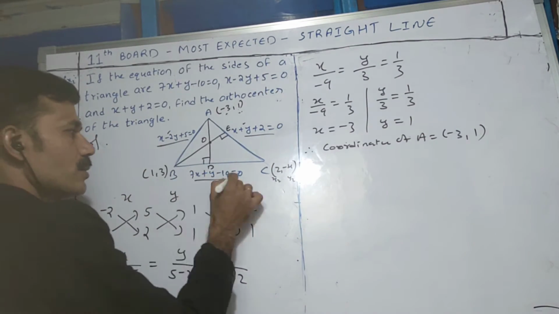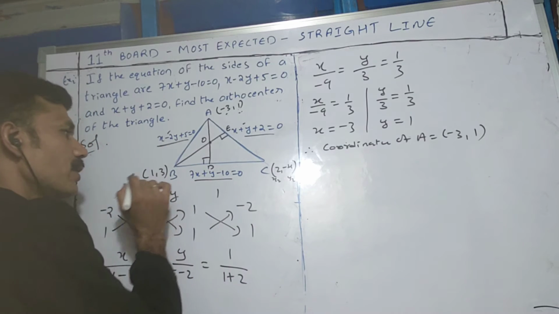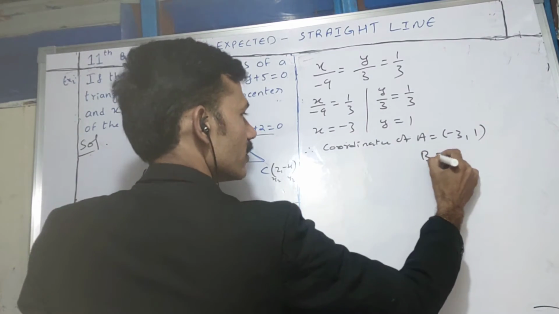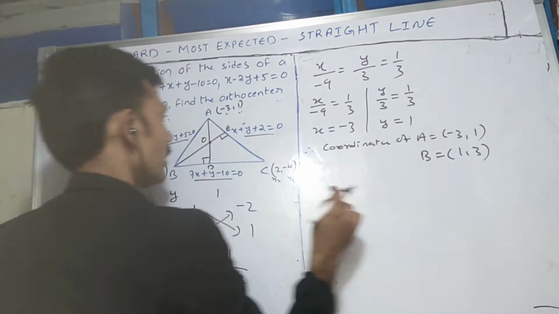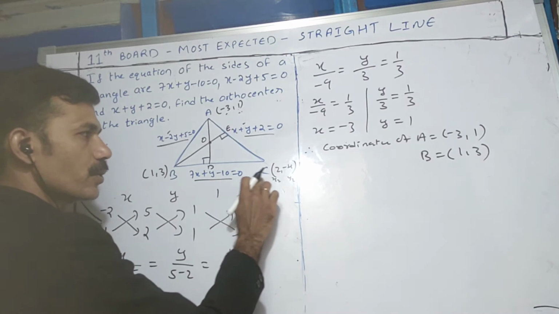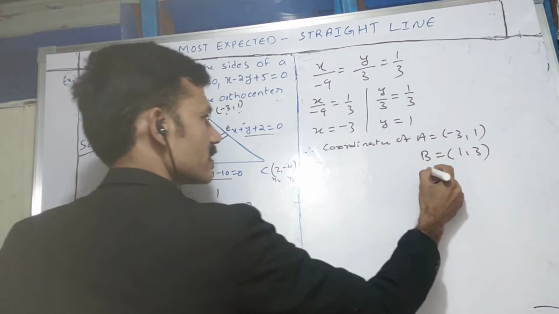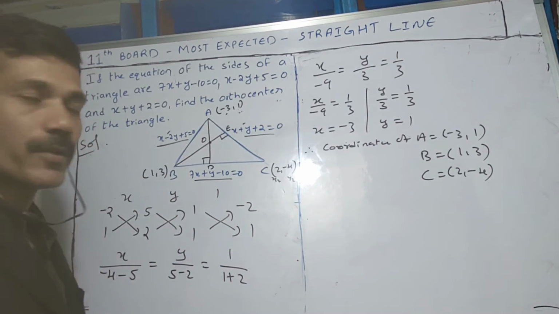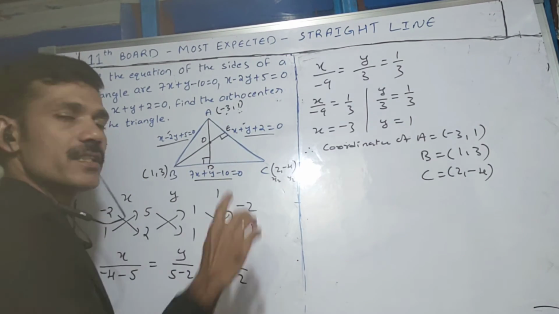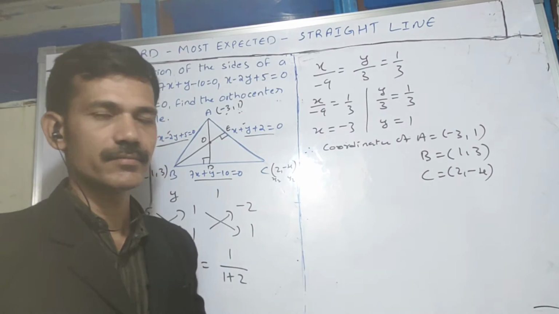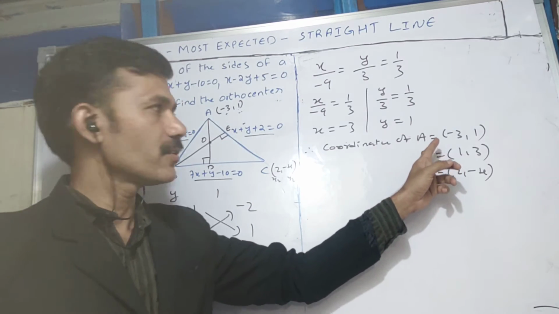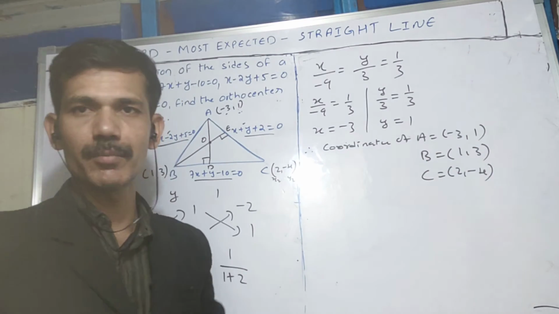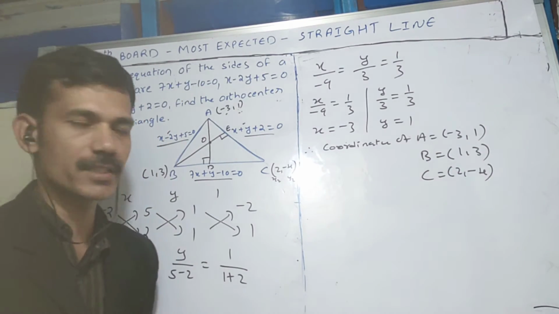Similarly, if we solve these two line equations, we are going to get the coordinates of B, that is 1, 3. And if we solve these two equations, we are going to get the coordinates of C, that is 2, minus 4. For finding the coordinates of A, B, C, we are going to get 3 marks. For finding the coordinates of A, we'll get 1 mark, here 1 mark, here 1 mark. Here we are going to get 3 marks.